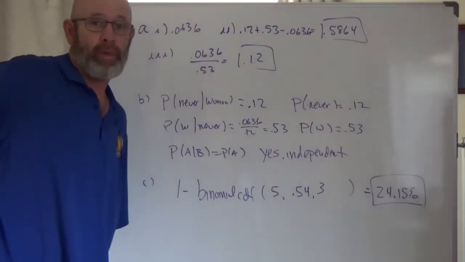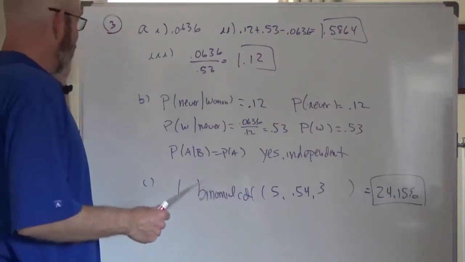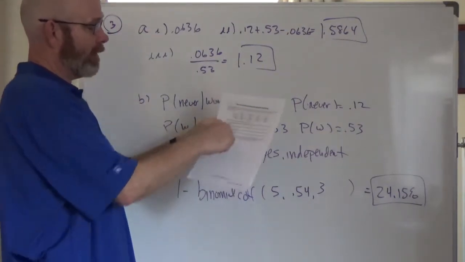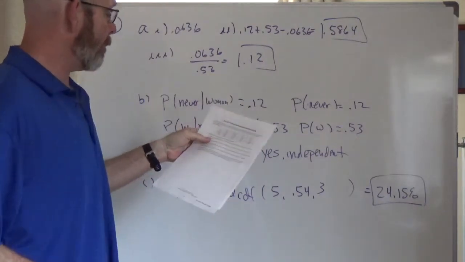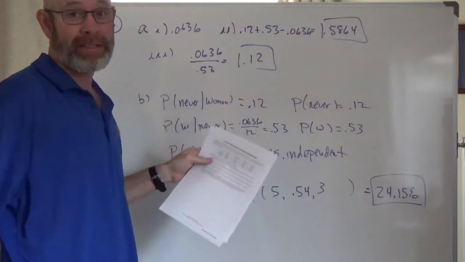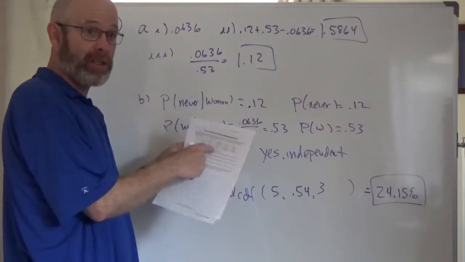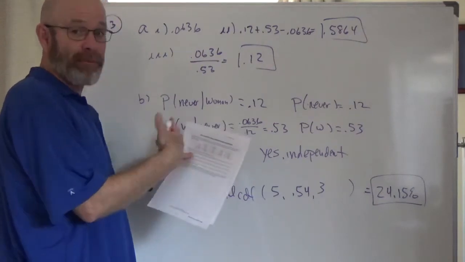Okay, problems 3 and 4 from 27B. The first one was this little probability chart that had men and women versus how often they took the medicine the way they're supposed to. Just notice a little difference here. They have actual probabilities in this chart. They all add up to 1 instead of people.